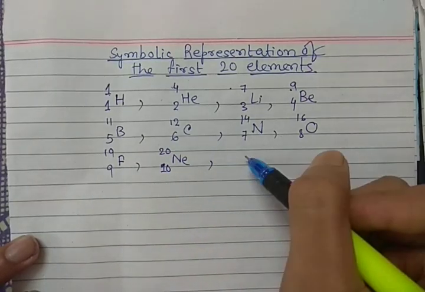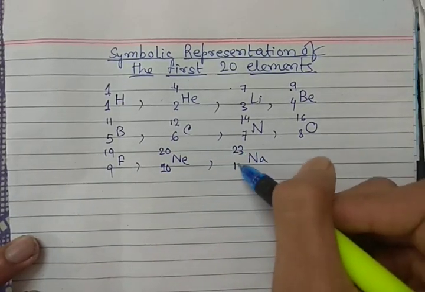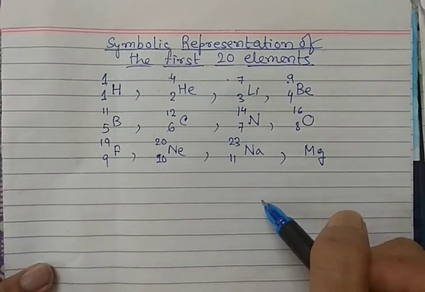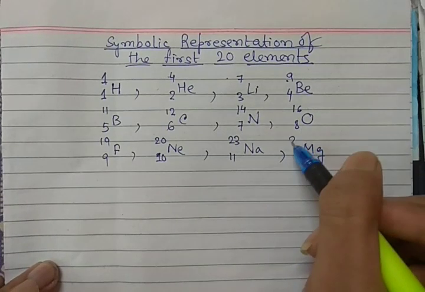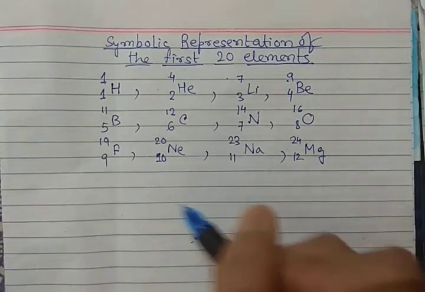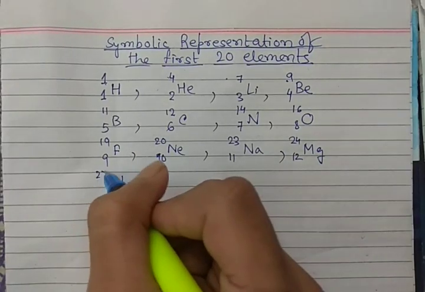After neon comes sodium. Sodium is represented by 23,11. After sodium comes magnesium. How is magnesium represented? Magnesium is represented by 24,12. Okay. After magnesium comes aluminium. Aluminium is represented by 27,13.